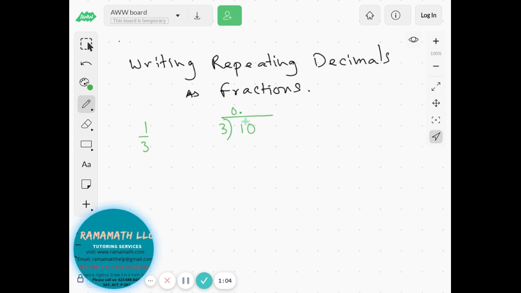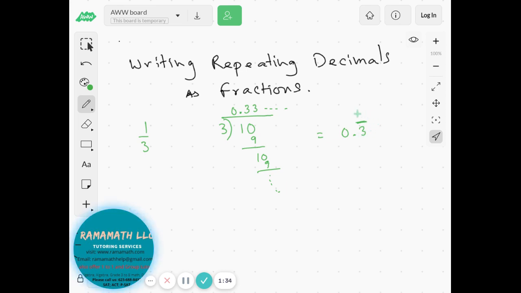So 3 times 3 is 9, and then the remainder is 1. Add 0, 3 times 3 is 9. So if I see that, it goes on forever. So it's basically 0.3 repeating. The little line on the top is called a repeat. Some textbooks call it a bar, 3 bar, but bar doesn't sound good, so we can say repeating. So 3 repeating.